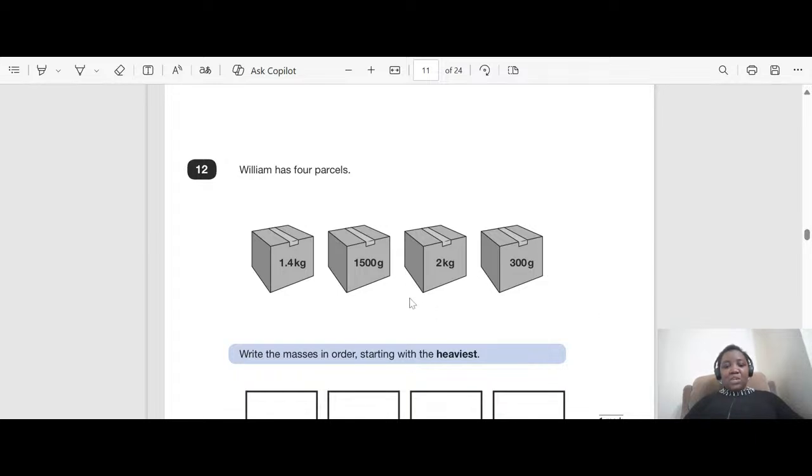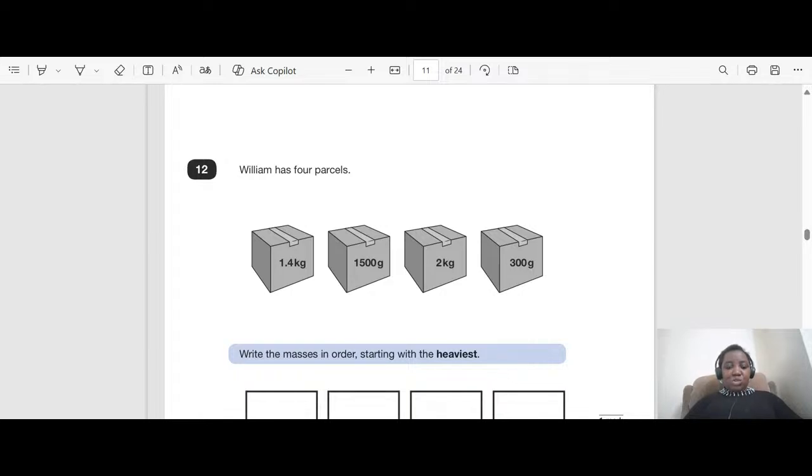Now, the conversion from grams to kilograms is 1,000. 1,000 grams makes 1 kilogram. So 1.4 kg stays as it is. If we take the 1,500 grams to kilograms, we have 1.5 kg. And then we have 2 kg, and 300 grams. If we take it to kilograms, we divide 300 by 1,000. So that will be 0.3 kilograms.